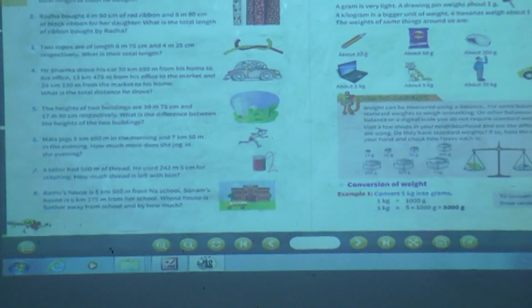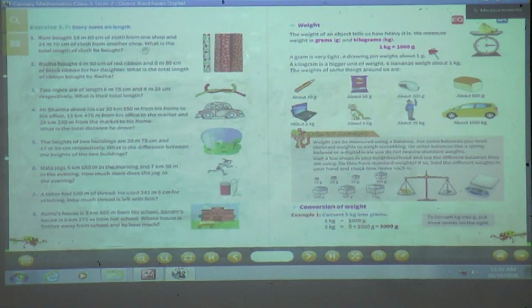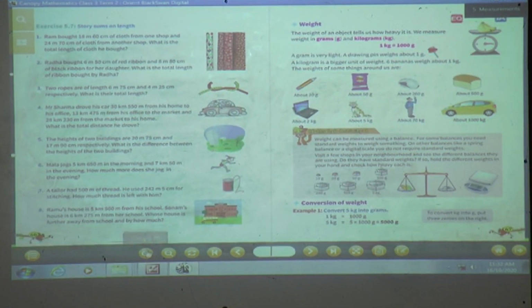Dear students, in our last session we have seen how to convert kilometer into meter and meter into centimeter. Now today we are going to start exercise 5.7, story sums. So open your textbook, page number 66. Look at the board. Exercise 5.7, story sums on length. We are going to solve story sums on length. So see the first question.